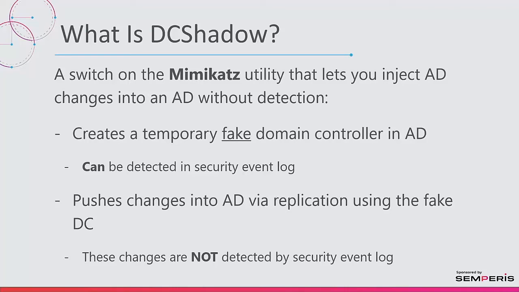What it does is it spins up a fake Active Directory domain controller that can be detected in the security event log, but then that fake domain controller pushes changes into AD using replication that are not detected by the security event log. So you've got a set of operations that are partly visible, but don't give you any insight into what was actually changed.